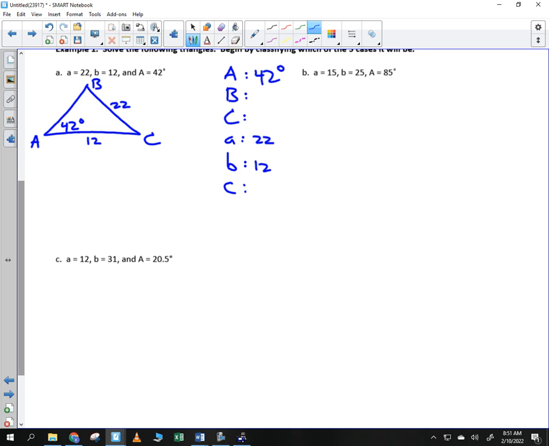So let's solve it. Sine of what over what? Sine of 42 over 22 equals sine of B over 12. I want to solve that. What should I do to both sides? Multiply by 12. Good. And I get 12 sine of 42 over 22 is equal to the sine of B.